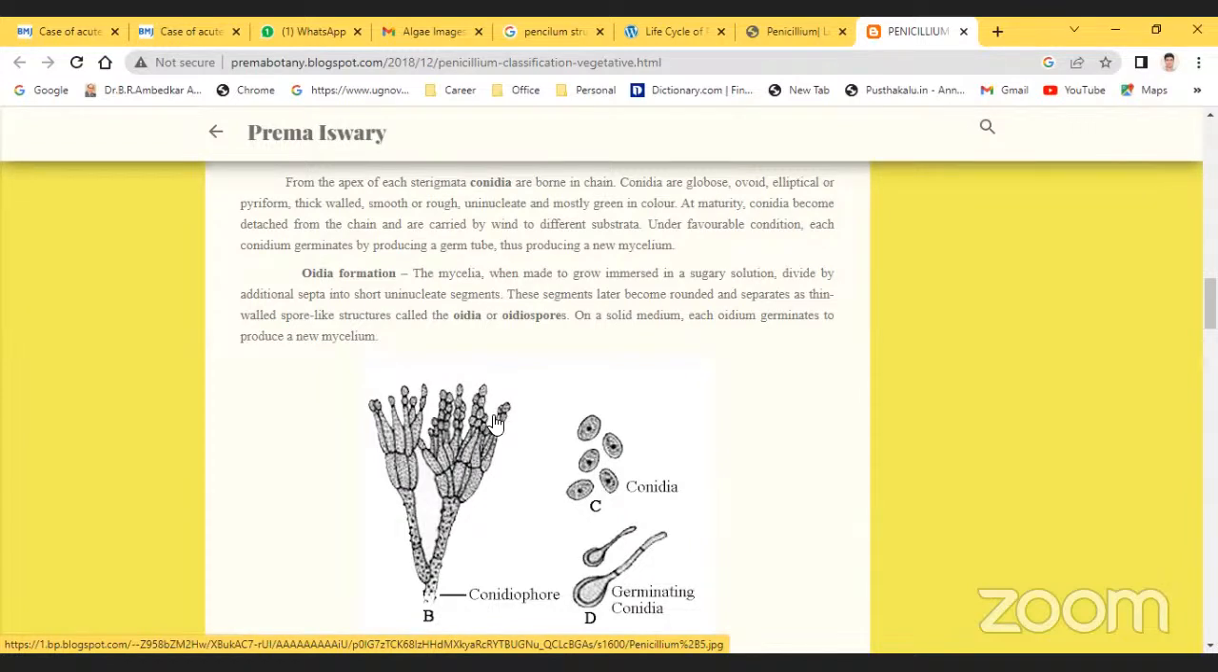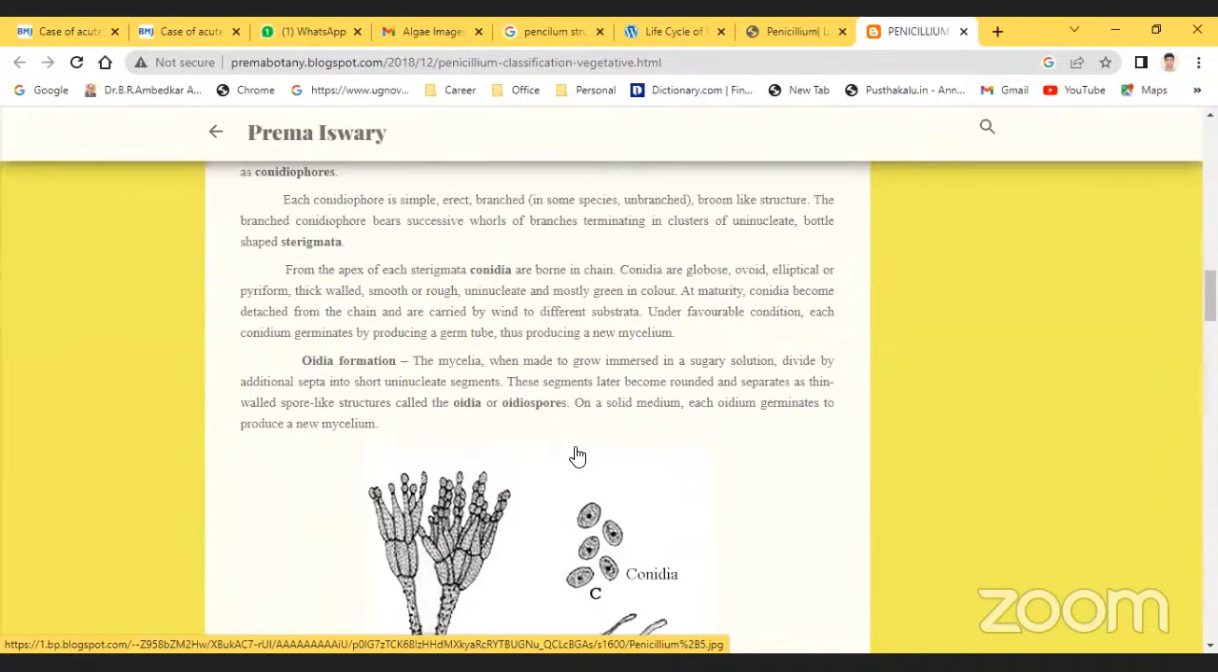So the formation looks like a chain, but the germination, the detaching, is individual. Individual conidia.